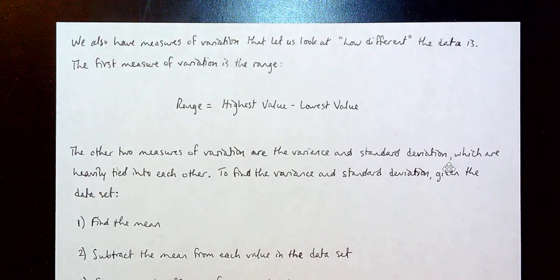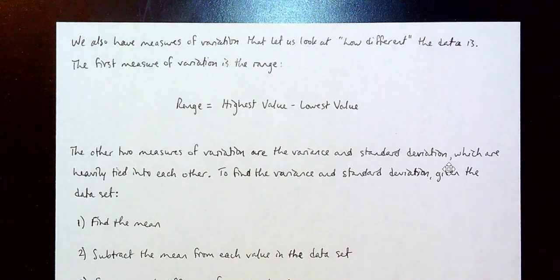In the previous video, we talked about measures of central tendency, or measures of average, and we talked about finding the mean, median, mode, and mid-range. In this video, we're going to talk about measures of variation, specifically the range, the variance, and the standard deviation. What these measures tell us is how much the data differs or varies within itself, and also how much it differs from the average.